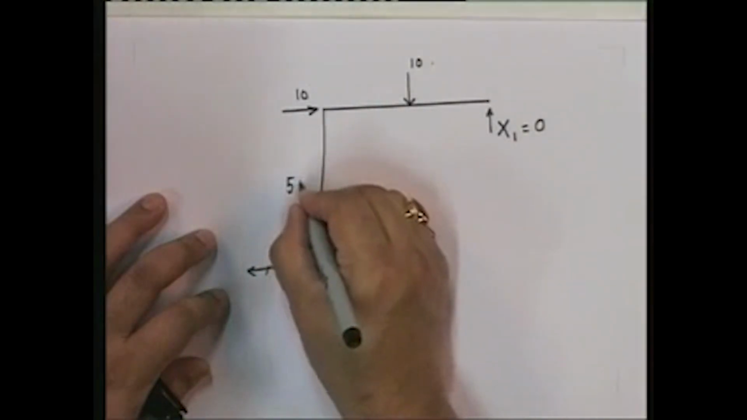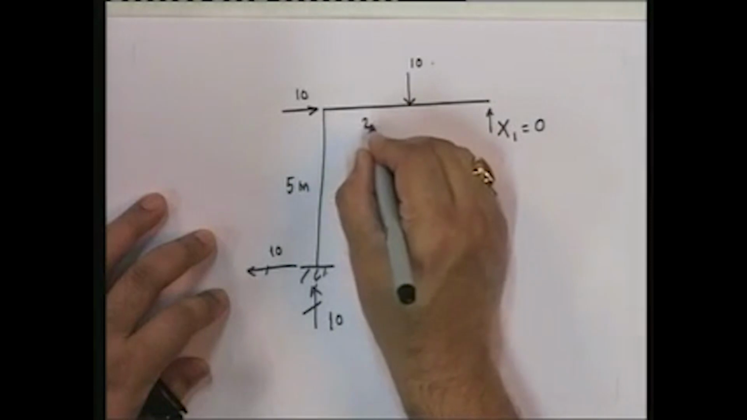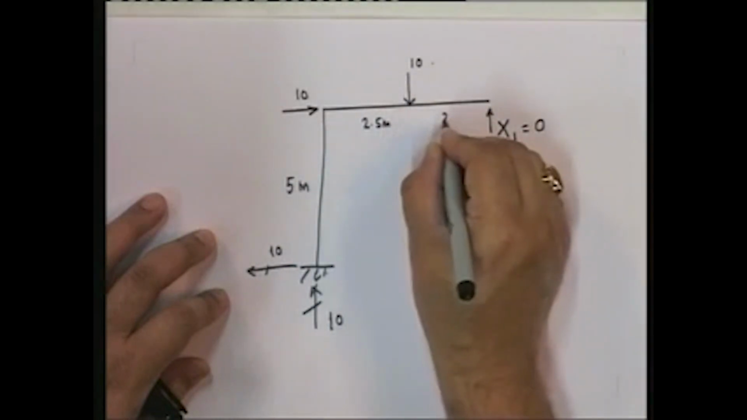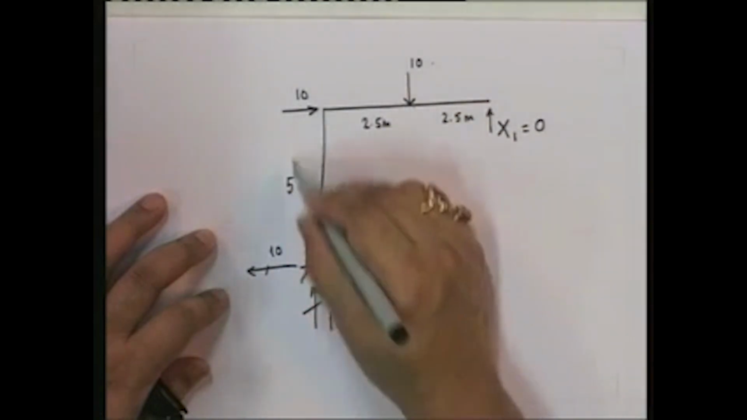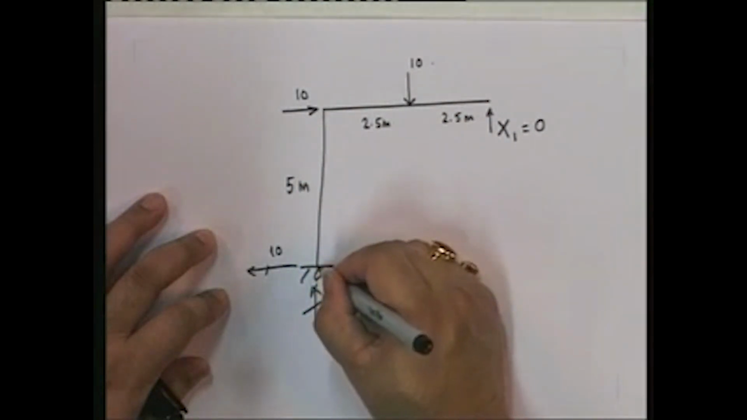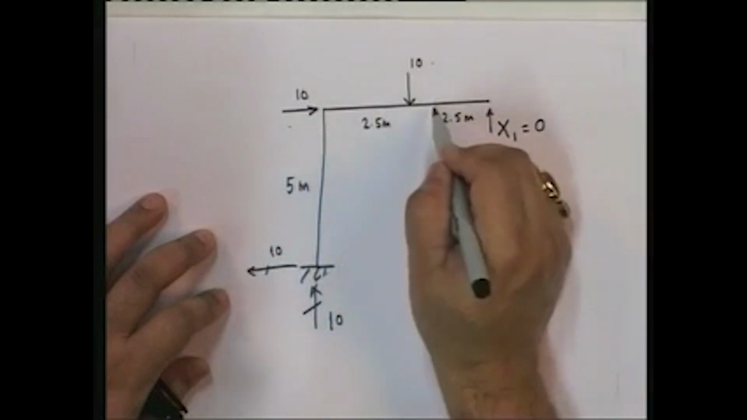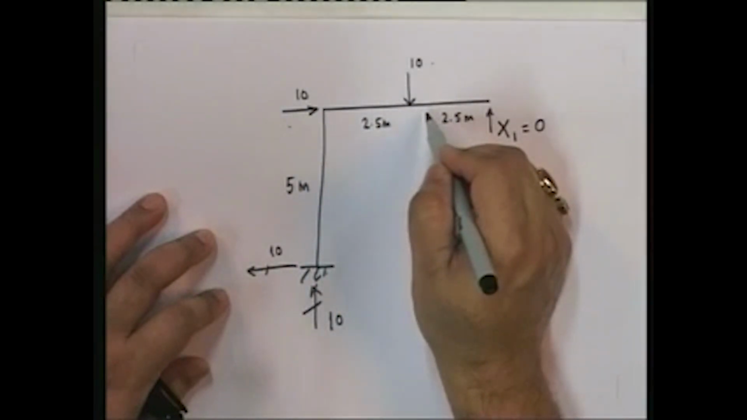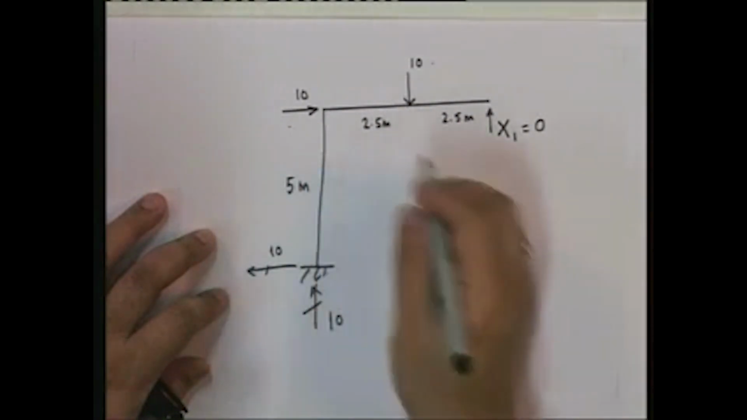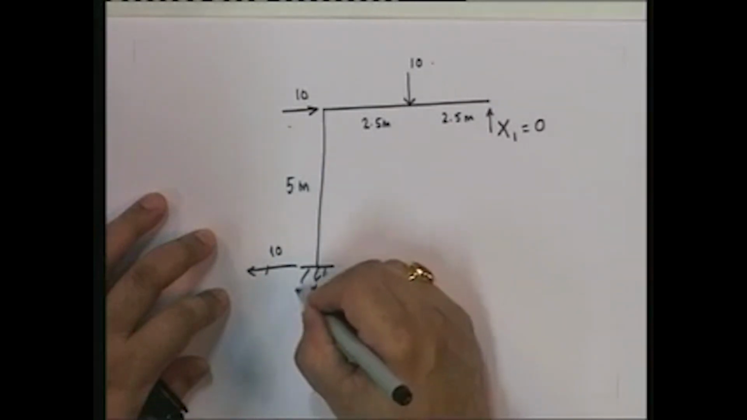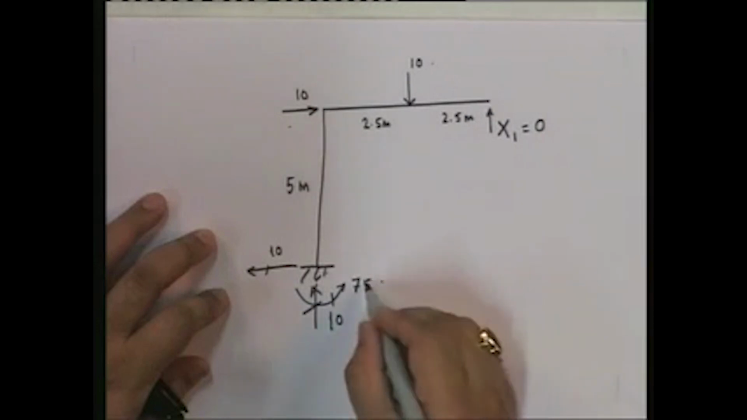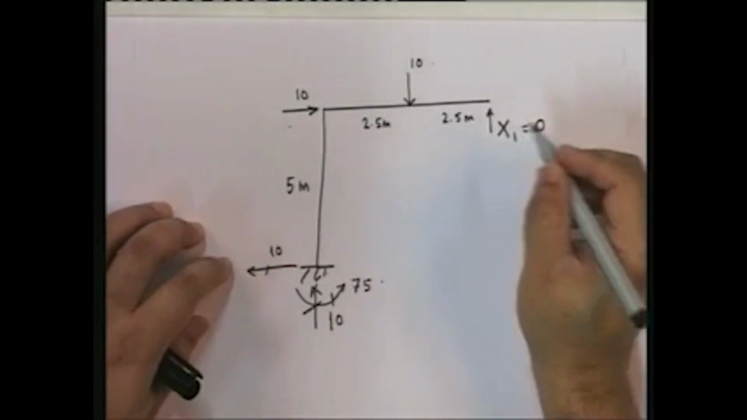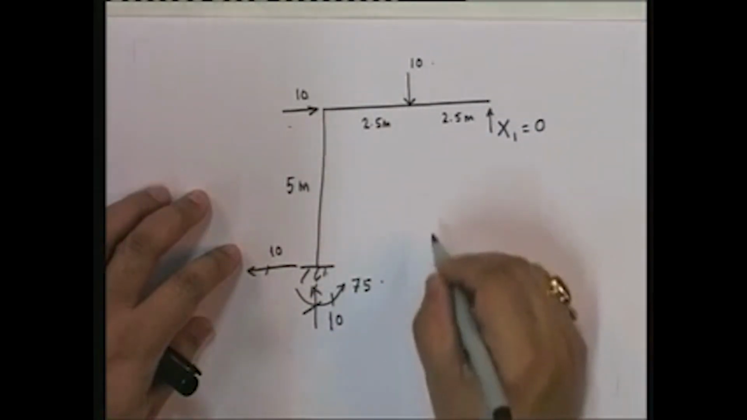look, this is 5 meters and this is 2.5 meters, 2.5 meters. So if you look at this, if I take moments about this point, 5 into 10 plus 2.5 into 10, and that is the net moment that has to be resisted here. So you have a resisting moment here equal to 75. And once you have that, you can draw the bending moment diagram.